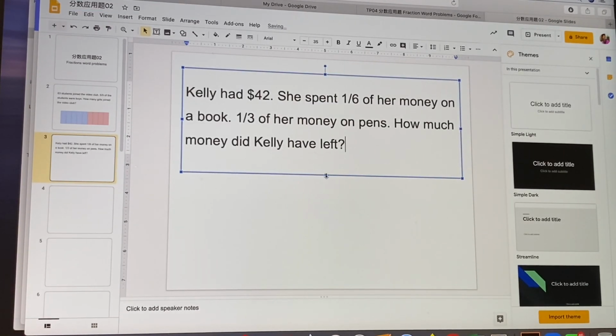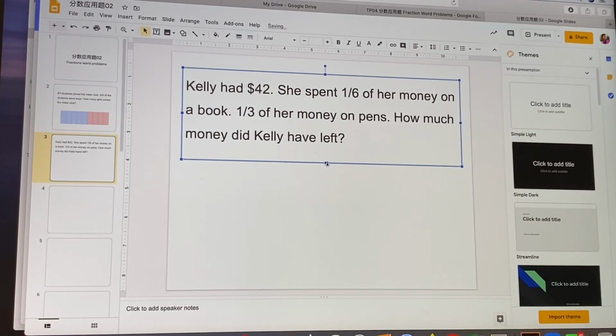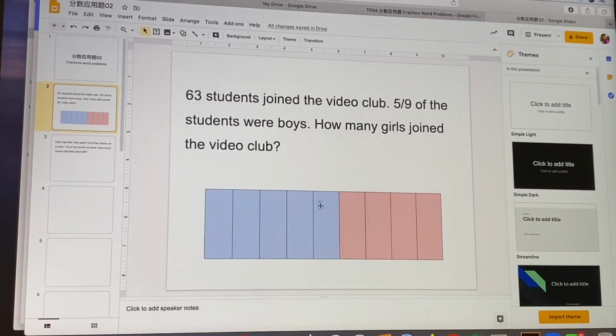Kelly had $42. She spent 1/6 of her money on a book, 1/3 of her money on a pen. How much money did Kelly have left? So 6, 3, the common denominator will be 6. So we need 6 blocks.